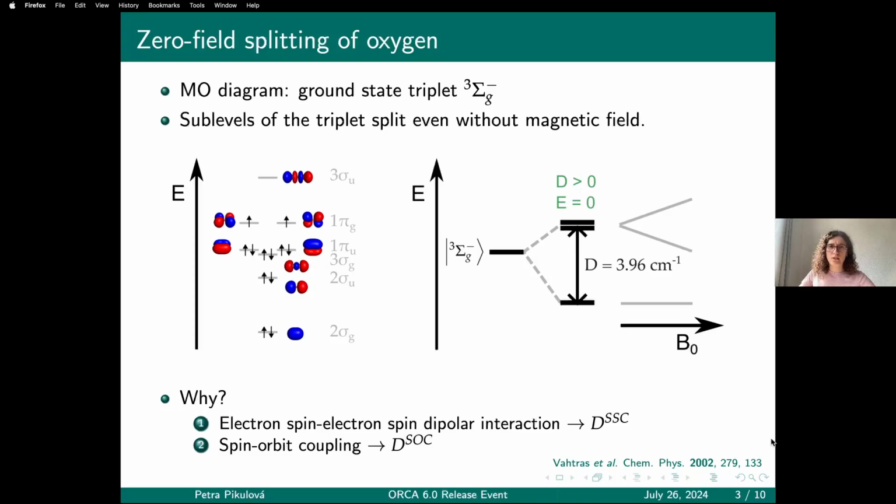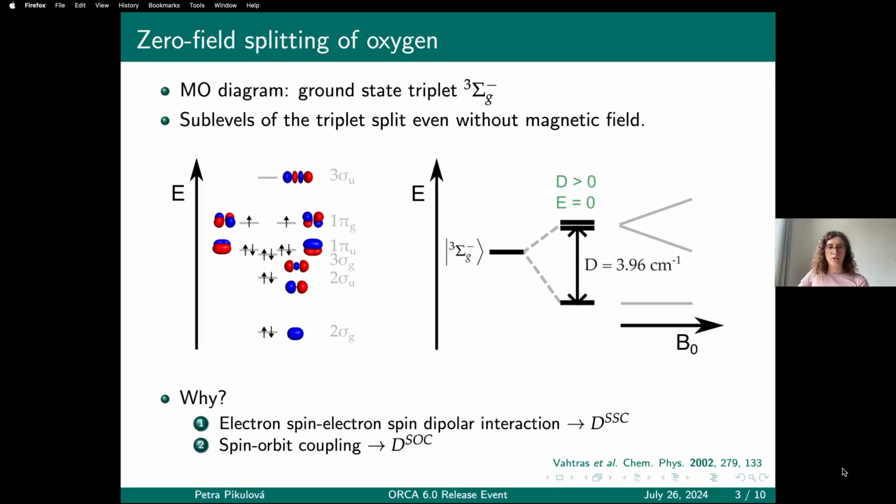In oxygen, there is actually one number that can describe this. That's the D parameter that says how much the lower level splits from the upper 2 levels, because the D parameter is greater than 0. And the upper 2 levels remain degenerate because the other E parameter is 0. So that means that the upper 2 levels are degenerate, even though this does not generally have to be the case for integer spin systems.